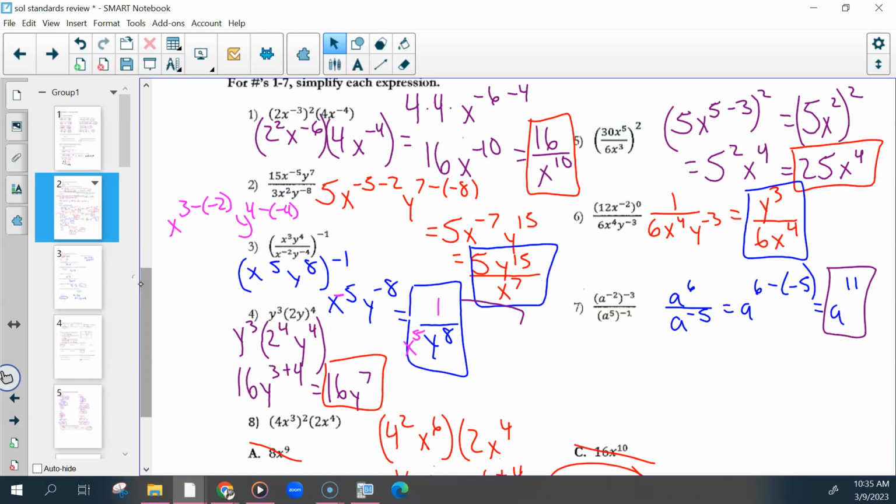For number 2, you're now dividing, so you can actually divide the numbers 15 and 3 to get 5. You're dividing like bases, so you're going to subtract the exponents. So that would be negative 5 minus 2 and 7 minus negative 8. Once you figure out what those are, negative 7 and 15, you can't have a negative exponent in the final answer, so we would bring that down. So then the final answer for that one was 5y to the 15th all over x to the 7th.